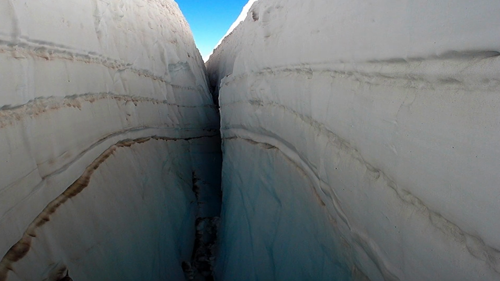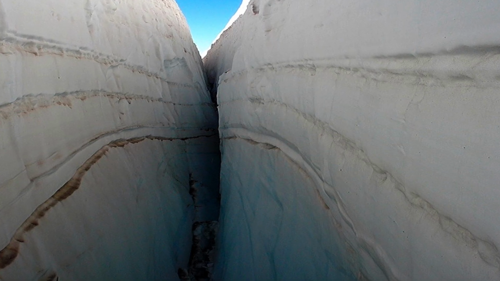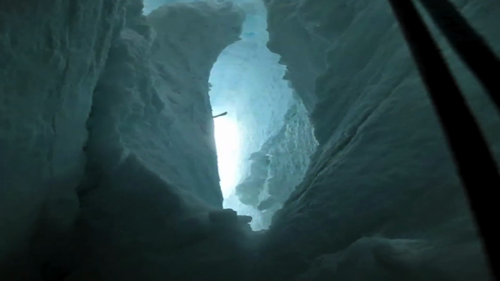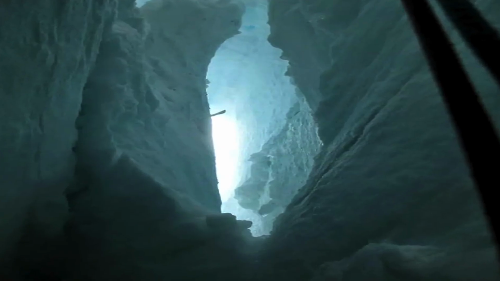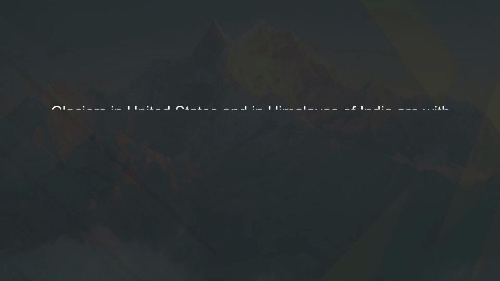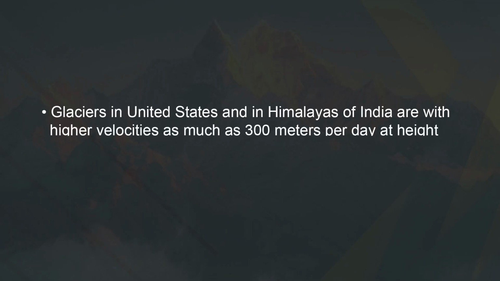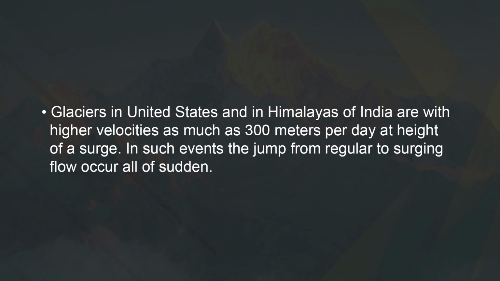During surges, some glaciers move up to several thousand meters, with movement rates measured as high as 100 times those of regular glaciers and average rates as much as 6,000 meters per annum. Glaciers in the United States and in the Himalayas of India reach higher velocities, as much as 300 meters per day at the height of a surge. In such events, the jump from a regular to surging flow occurs all of a sudden.